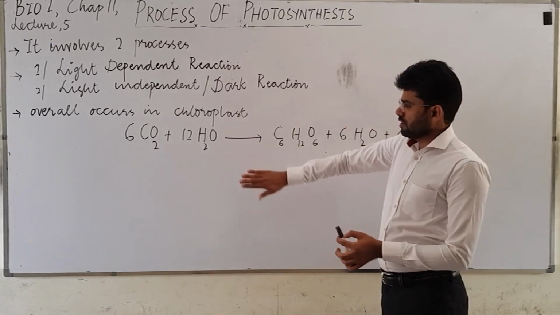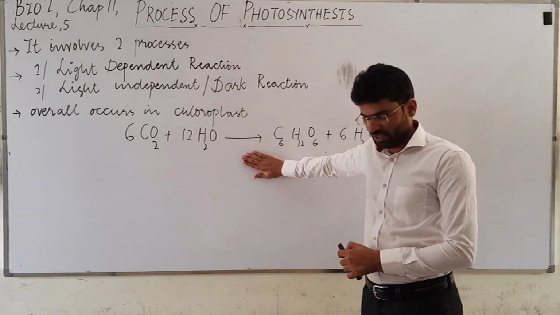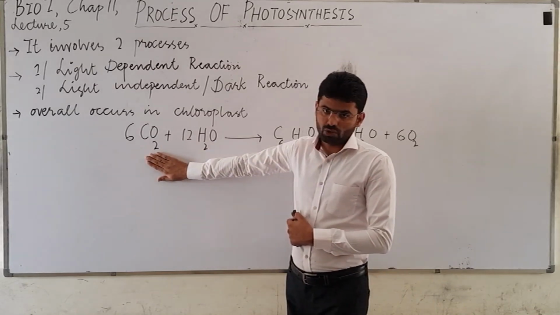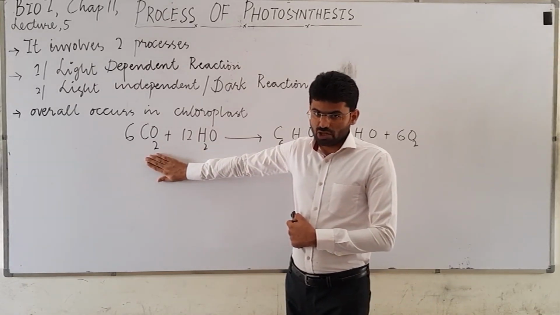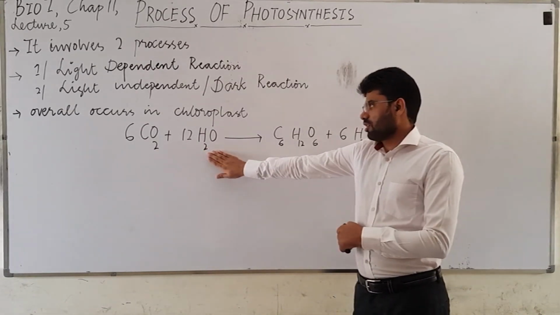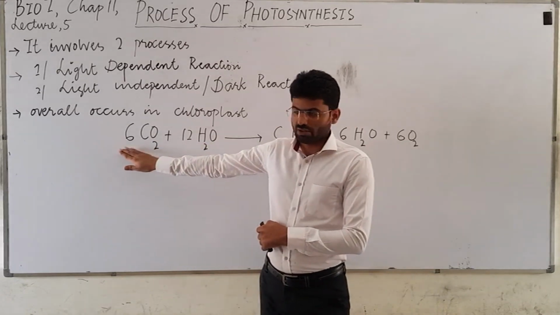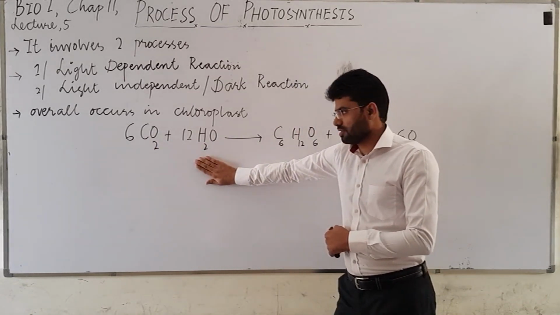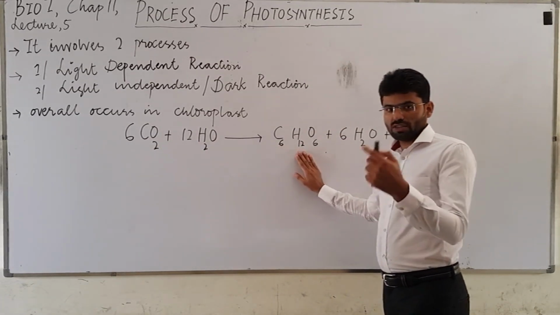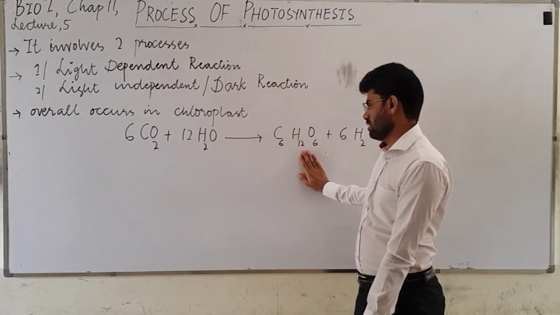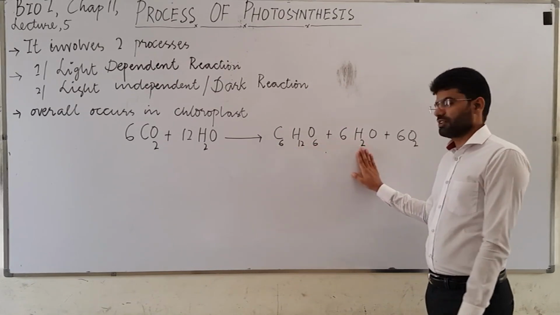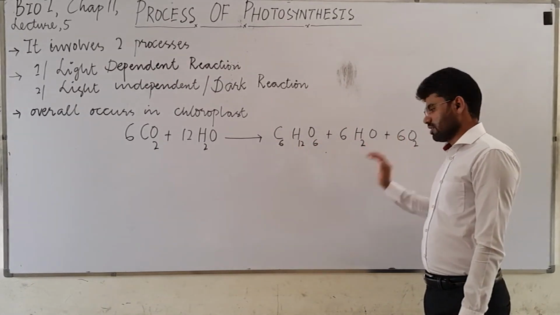If you look at the equation of photosynthesis, it is telling you that 6 carbon dioxide molecules are going to be reduced with the 12 molecules of water. Obviously, if this is going to be reduced, then this is going to be oxidized. We discussed how it is oxidized. Then it will give you a single organic molecule called sugar, or simply glucose, along with 6 molecules of water and oxygen.